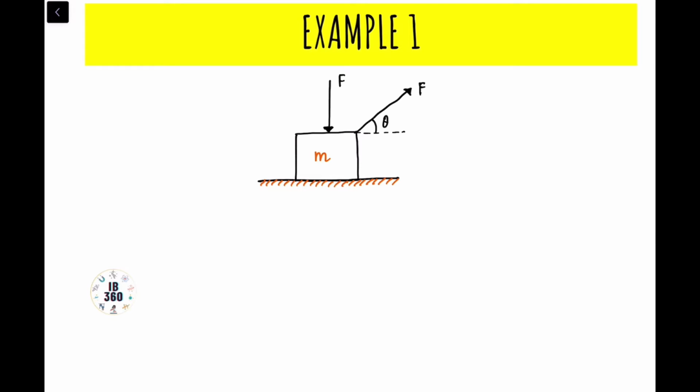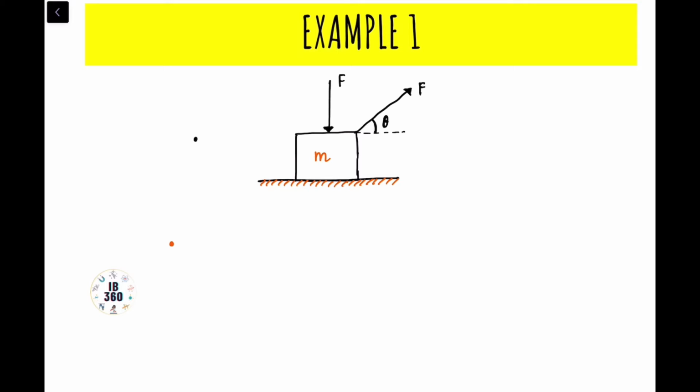In this question, there is a block of mass m, and on the block of mass m there are two forces acting: a force acting at an angle theta and a force acting downwards. We need to find the free body diagram. In any question, if you follow the 4 steps that we discussed in the previous videos, you'll get the answer.